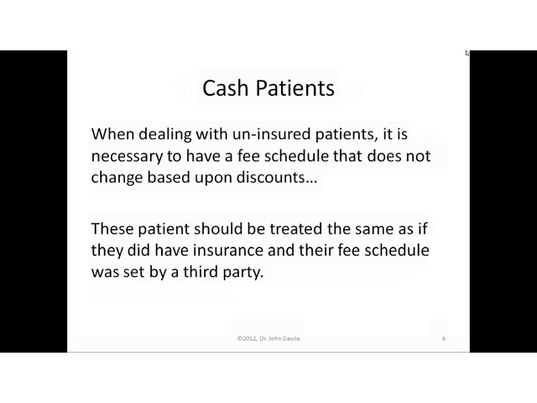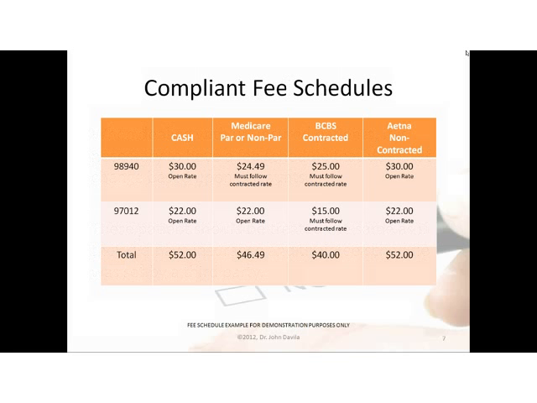These patients should be treated the same as if they did have insurance, with their fee schedule set by a third party. So when we're talking about non-contracted rates and cash patients, their fee schedules should be exactly the same. Now, if we look at a compliant fee schedule, this is what we're talking about.